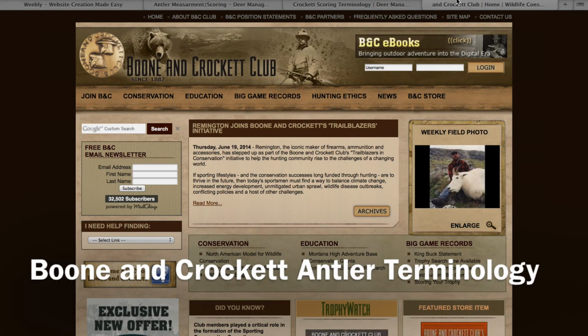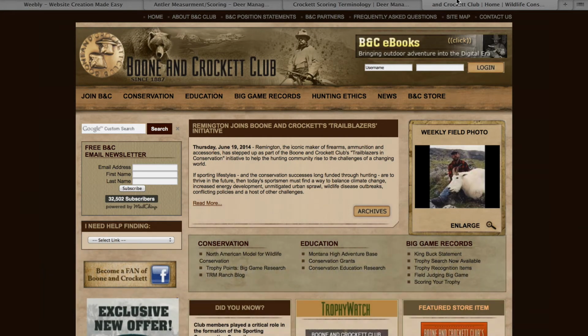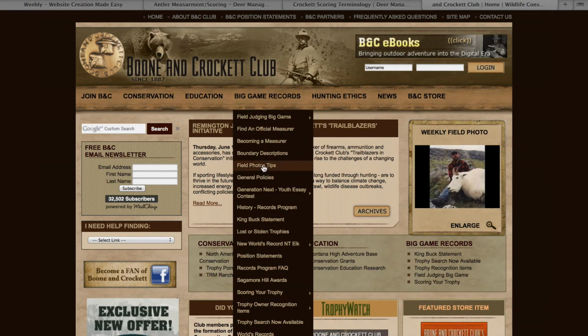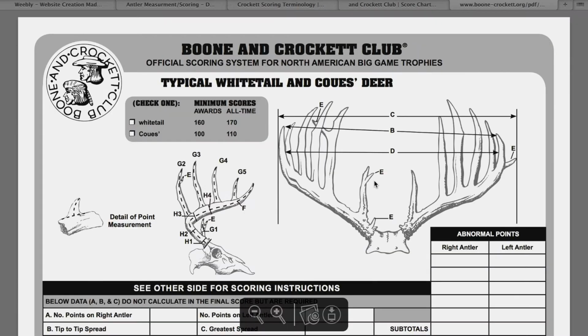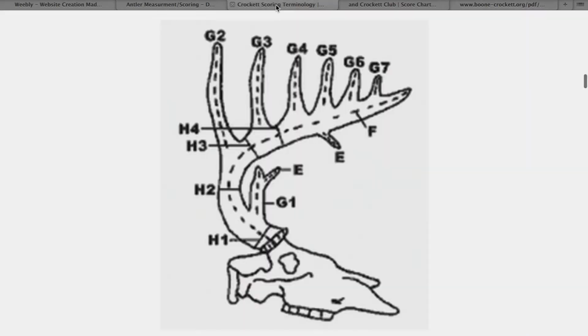The majority of hunters know that the Boone and Crockett Club measuring system is the most common way to score white-tailed deer antlers, but many don't know how to properly score a harvested buck. Here on their website, if you click on Big Game and go down to Score Your Trophy and the PDFs, you can click on Typical Whitetail and Coues Deer, and it brings up a diagram. Now we're going to look at this very similar diagram and talk about the terminology of the typical white-tailed deer and what you should be looking for to score yours.